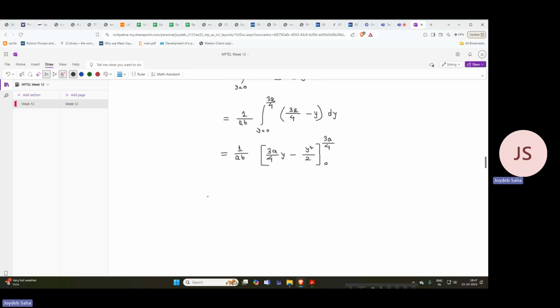So what is the answer now? It is 1 upon ab. This is 3a upon 4 multiplied with 3a upon 4. That means 9a squared upon 16, minus 3a upon 4 whole square upon 2. That means 9a squared upon 32.